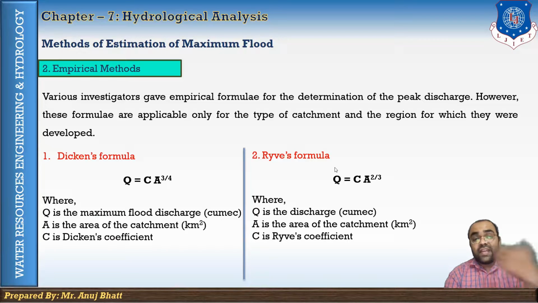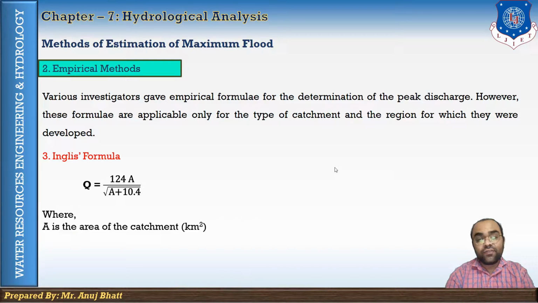It is 8.5 for the areas between 24 to 116 kilometers from the east coast, and near the hills and mountains this value changes to 10. The maximum value of C that has been observed is about 30, and again A is nothing but the area of catchment. And the third is the English formula.